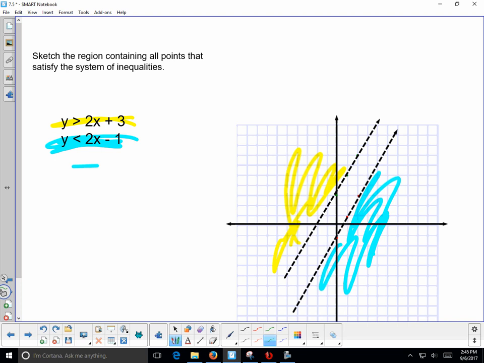I know they're parallel because I have the same slope. So I have the same slope, so I know they're parallel lines with different y-intercepts. So I know there's no solution to the system. And then, so there's no solution.